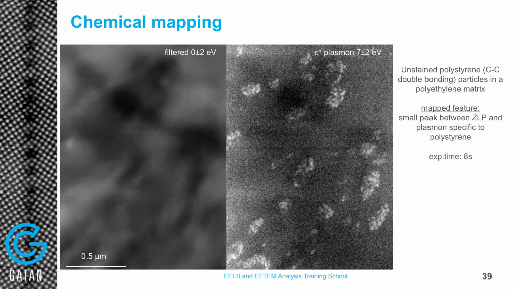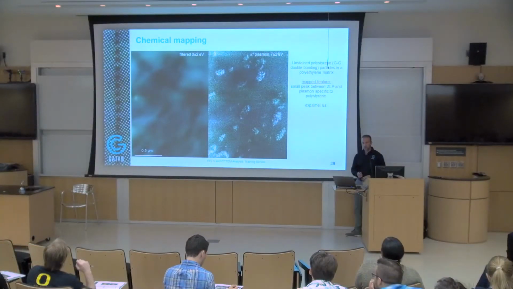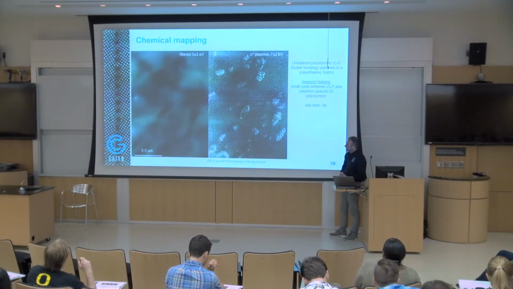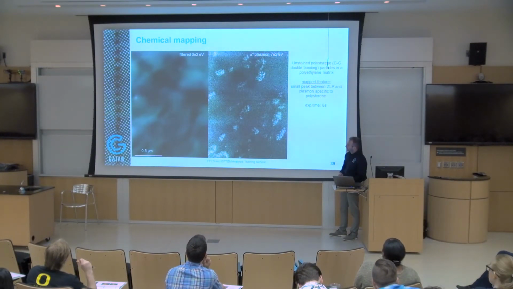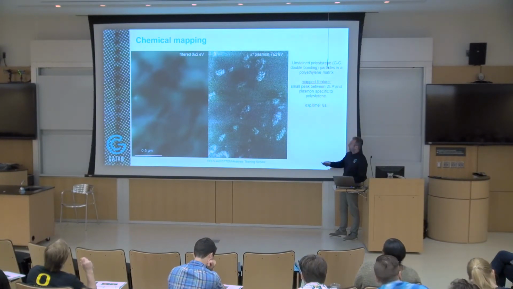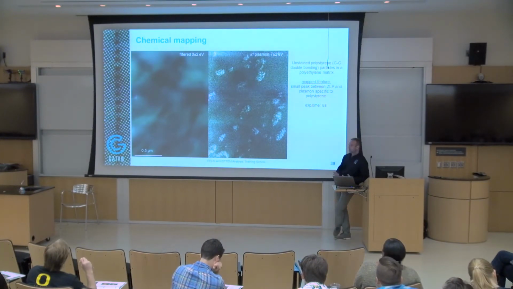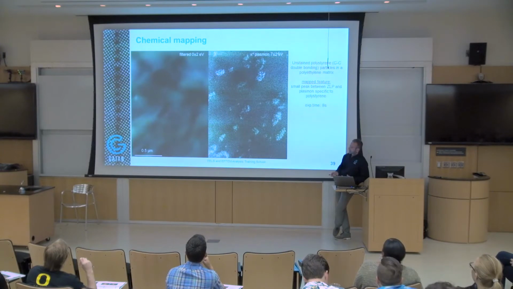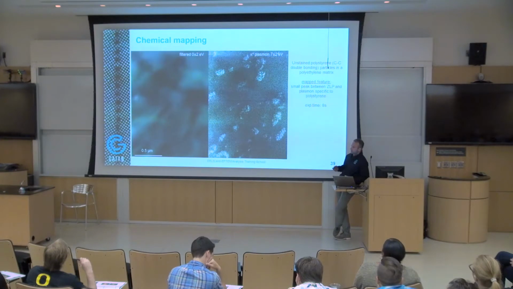This is actually one of the best examples that I like to demonstrate EFTEM or energy filtered imaging. This is a polymer, a polyethylene with polystyrene. Both materials are made of exactly the same atoms, carbon and hydrogen, so if you put them together, you're not going to see anything. But the polystyrene has carbon-carbon double bonds, and you will form an interband transition at 7 eV.